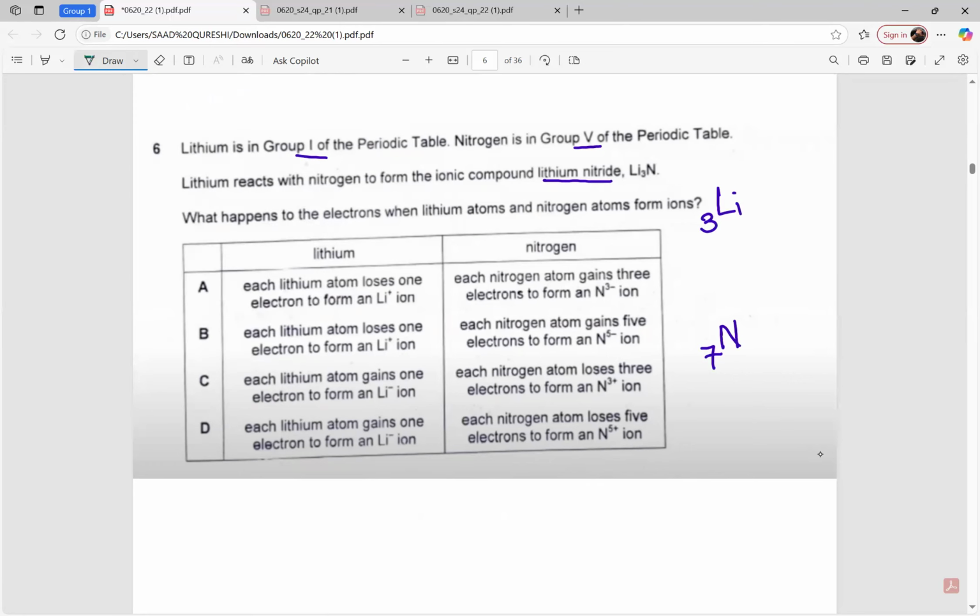If we see the lithium atom is 2, 1, so it's going to lose that 1 electron and become Li positive. Nitrogen's configuration is 2, 5, so it gains 3 electrons. After gaining 3 electrons, nitrogen becomes nitride ion N3 minus. So option A is correct. Each lithium atom loses 1 electron to form lithium positive, and each nitrogen atom gains 3 electrons to become N3 negative.